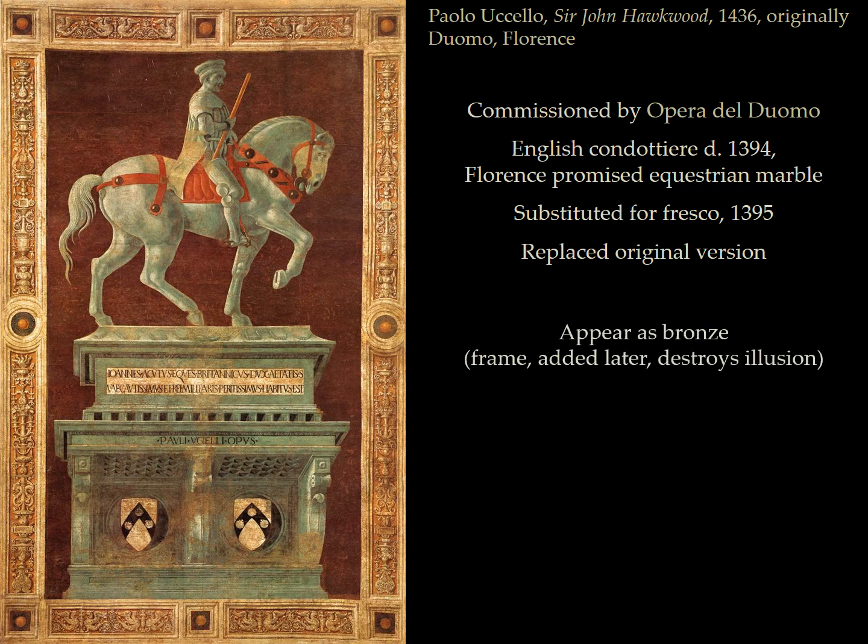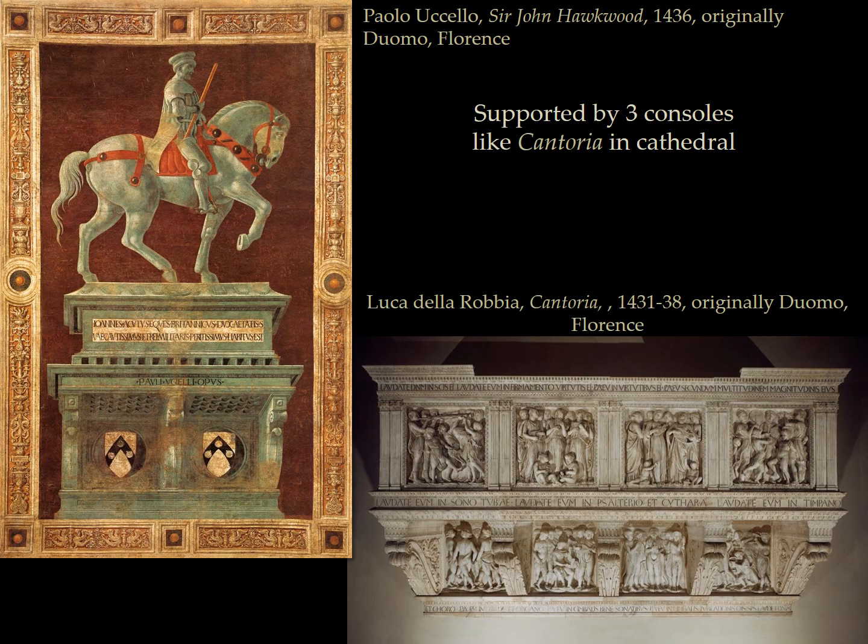Here we have the statue appearing as though it is a bronze equestrian monument. The frame, which is added later, destroys the fictive illusion that originally was more convincing of the statue mounted on the wall. Now, at the base, it appears as though it's being supported by three consoles, like cantoria in cathedrals, much like the famous one seen here in the Opera del Duomo's museum by Luca della Robbia, where you would have individuals singing from them like a choir, hence the name, the singing projection.